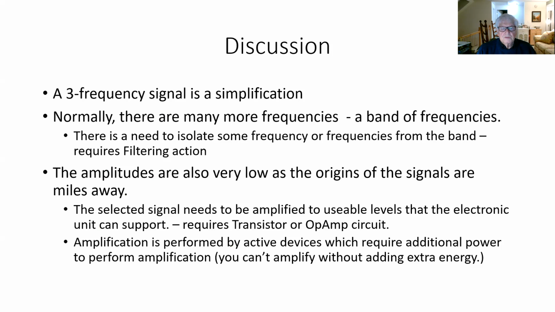So the amplitudes are also very low, as the origins of the signals are usually miles away. The amplitude tells you how weak the signal is, and it's usually very small. So if the amplitude is small, then we need to boost up the amplitude, and we do that by amplifying to levels that our electronics can support. And that requires transistors or operational amplifiers, op-amps.